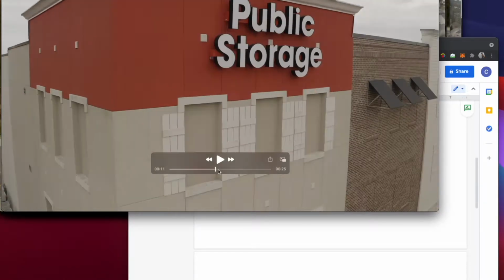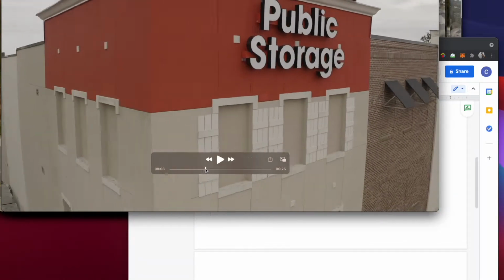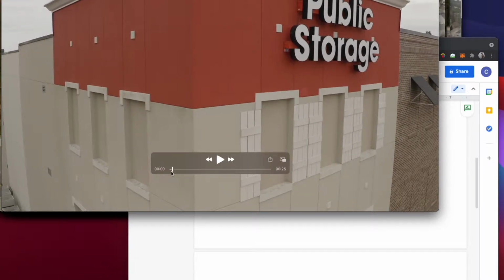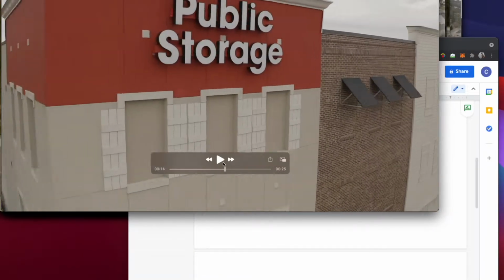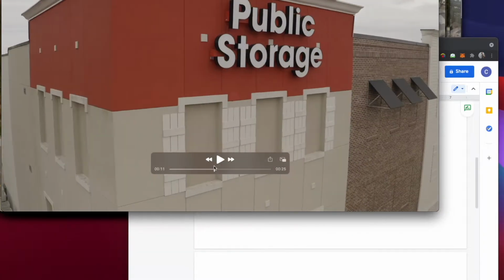Now this property right here, it's just one building. There's no drive-up units, which you'll see in a second. So you kind of have to get creative in filling the time, 12 to 13 minutes. One way of doing it is, if you have a building like this, you can do a half orbital around the logo on the building itself, like that.